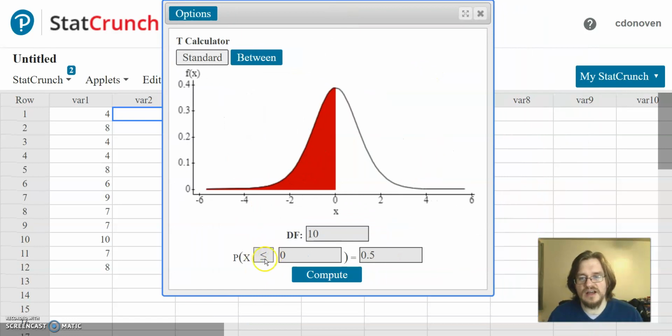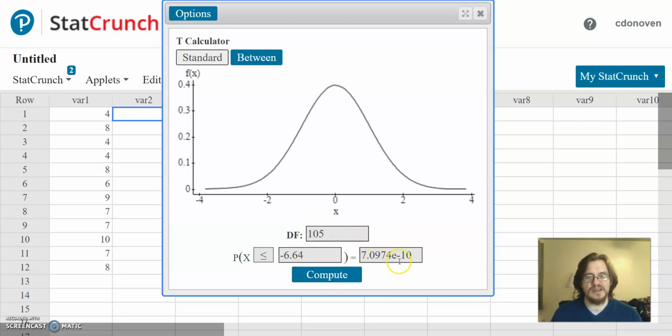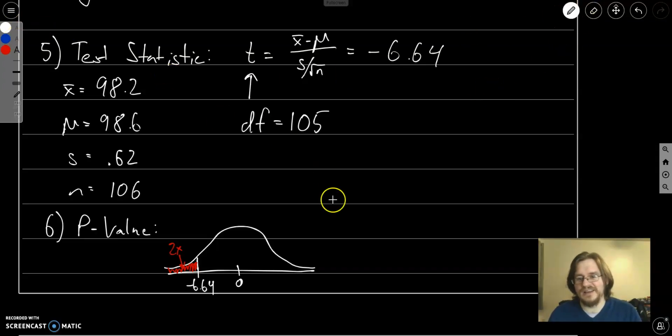What I'll do is I'll look at the area to the left of negative 6.64, and our degrees of freedom is going to be 105. This is going to be very, very small. 7.1 times 10 to the negative 10th power. Well, that means it's going to be 0.0 followed by 9 zeros and a 7. And that is so small, it is going to be a little bit ridiculous.